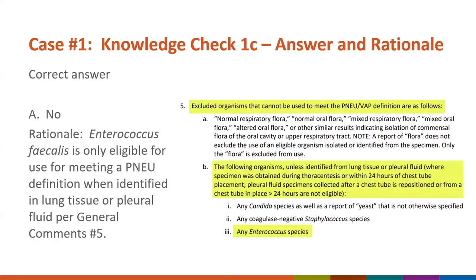And let's talk about why that is. Enterococcus faecalis is an excluded organism for meeting the laboratory component of a new definition, unless it's identified from lung tissue or pleural fluid. If you look to the right of my screen here, you'll see an excerpt from general comment number 5 of chapter 6, which is the pneumonia protocol. Please note this information can also be found in the footnotes in 8 and 9 as well.